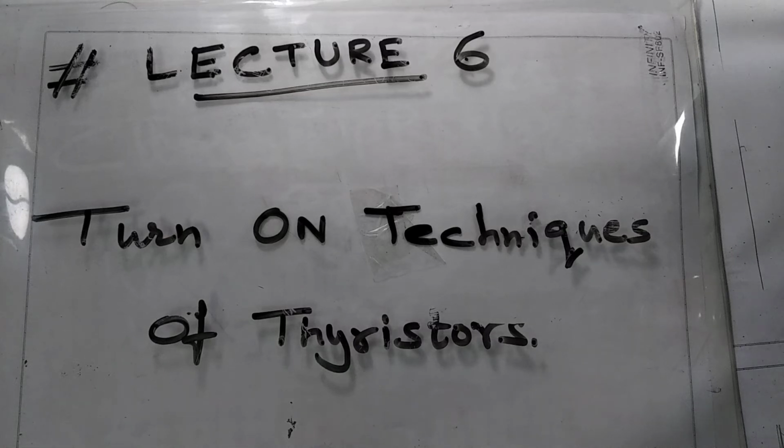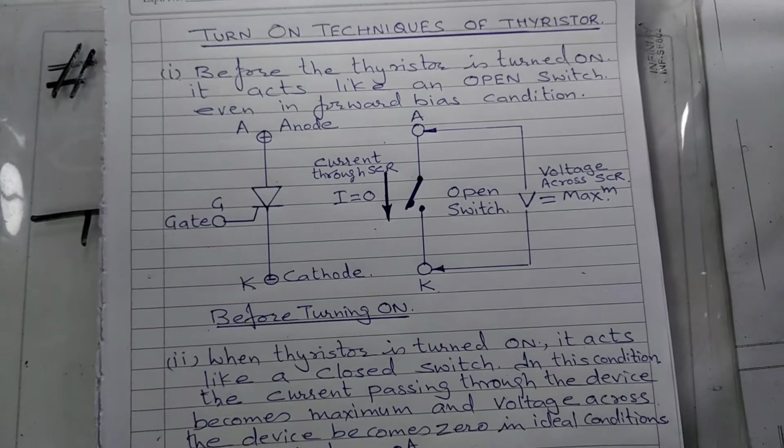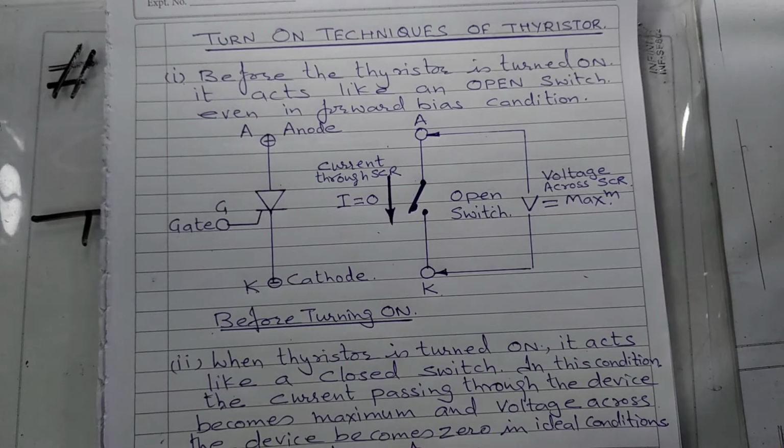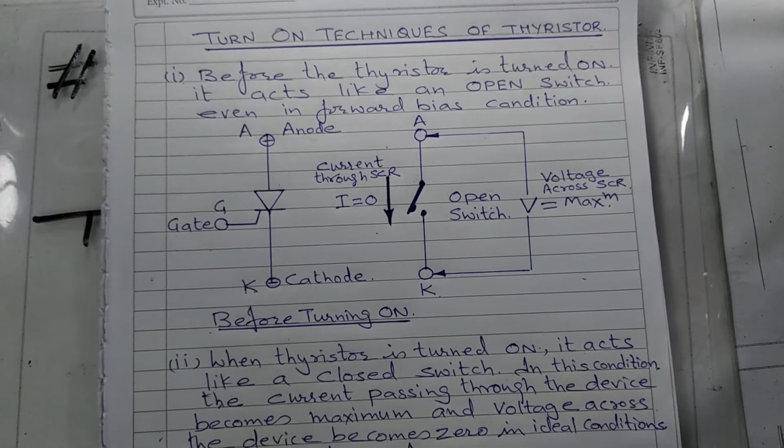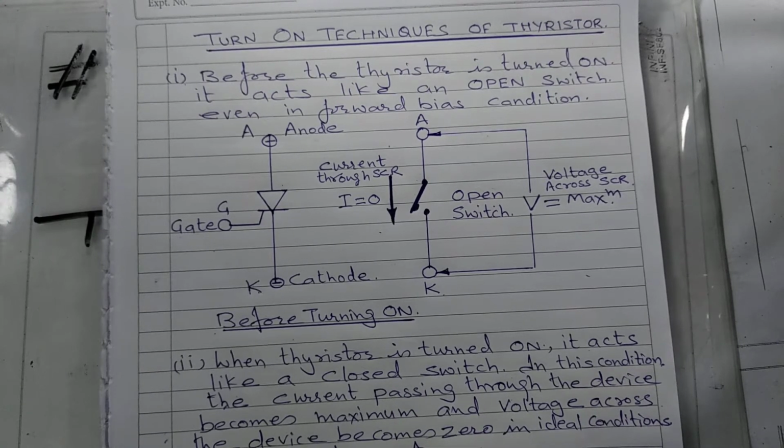Good morning, students. Today we start with lecture 6, turn on techniques of thyristor. Basically, turn on techniques of thyristor are required to trigger on the device. Before the thyristor is triggered on, it acts like an open switch, even if it is in the forward bias condition.